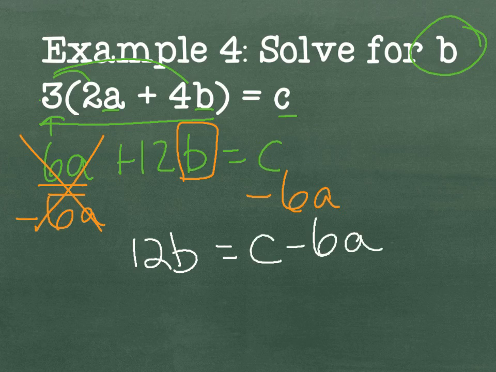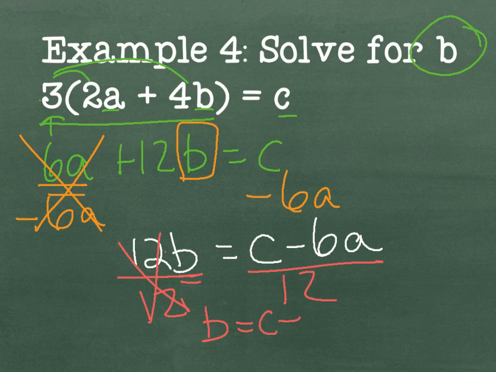Not quite done because my b is not all by itself yet, so the opposite of multiplying by 12 is dividing by 12. If I can divide by 12, those cancel out, and I can't really simplify this too much more, so I'm just going to leave what I have, c minus 6a divided by 12. And there you have it. Have fun practicing.